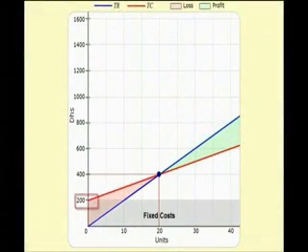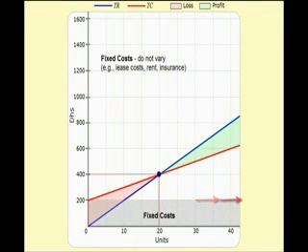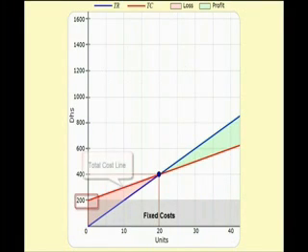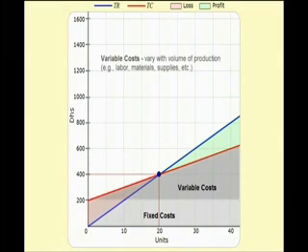With volume increasing on the x-axis, you can see that the fixed costs don't change depending on the volume. After all, it is fixed. Some examples of fixed costs are lease costs, rent, and insurance. The fixed costs are shown at the point where the total cost line crosses the y-axis. On the other hand, variable costs such as labor, materials, and supplies are costs that change with the volume of production.